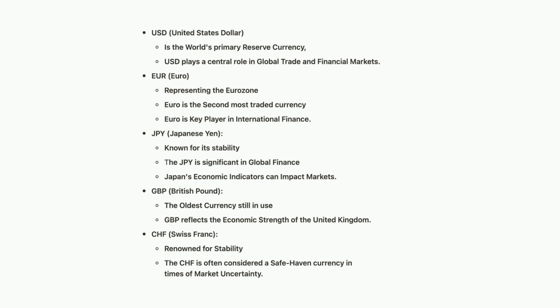The other one is the Japanese yen. It is known for its stability. The JPY is significant in global finance, and Japan's economic indicators can impact markets. The GBP, or British pound, is the oldest currency still in use. GBP reflects the economic strength of the United Kingdom. And the last one, the Swiss franc or CHF, is renowned for its stability. The CHF is considered a safe haven currency in times of market uncertainty.